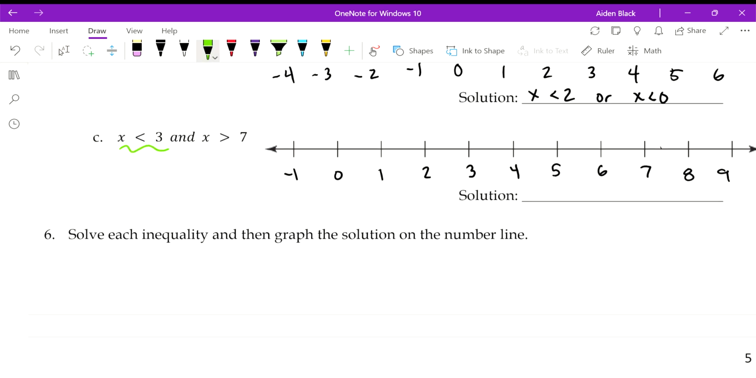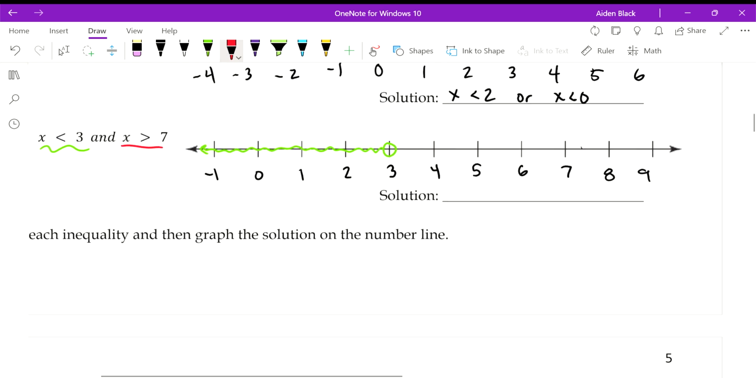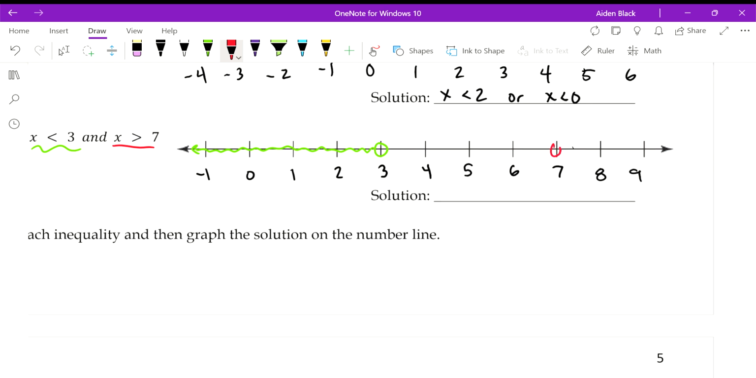x is less than 3, and we have x is greater than 7. Okay, so we can just rewrite these. And x is greater than 7.